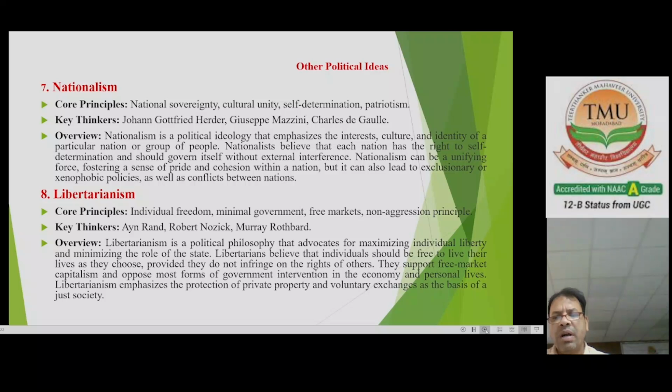They support free markets and capitalism, and oppose most forms of government intervention in the economy and personal lives. Libertarianism emphasizes the protection of private property and voluntary exchange as the basis of a just society. This is a very important part.